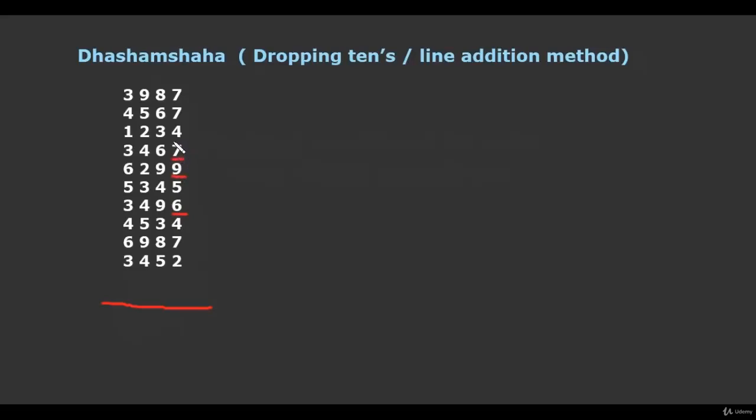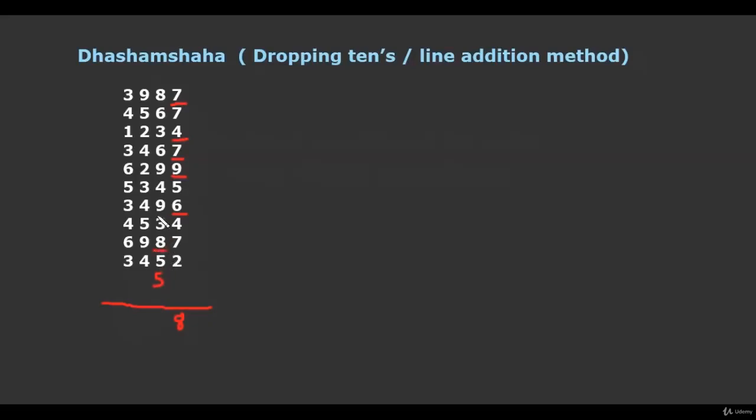3 plus 7 is 10. So we drop 10 over here and no carry. 4 plus 7 is 11. So we drop 10 over here and carry 1 to the next number. So 1 plus 7 is 8. So the final remainder is 8. Now there are 2, 4 and 1, 5. We have 5 tens over here. 5 plus 5 is 10. So we drop 10 over here.